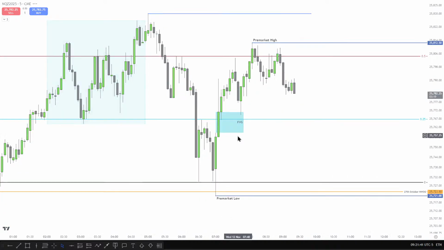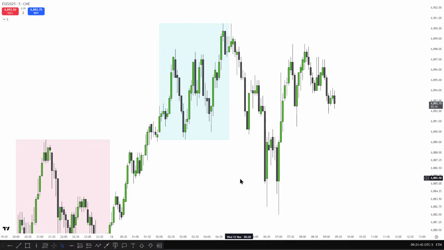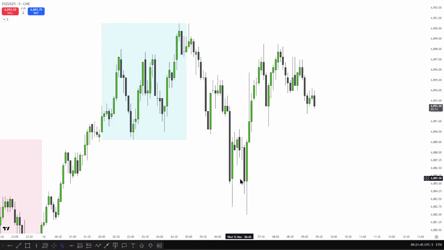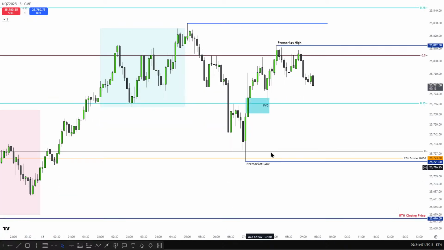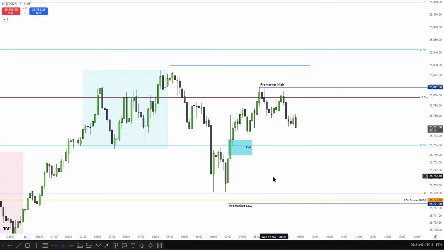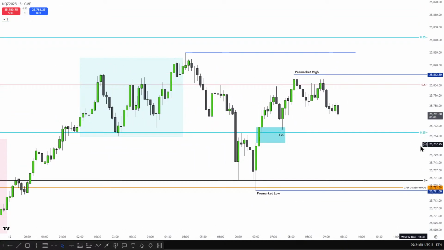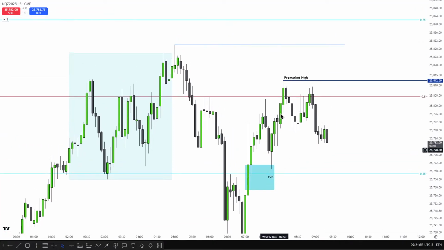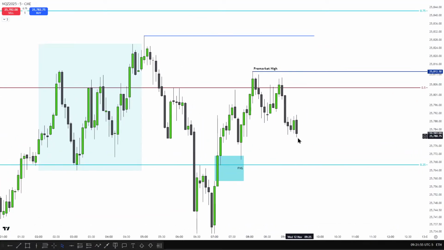Let's check ES. Same thing. Low risk buy setup, accumulation, and then second stage of accumulation. Hopefully.